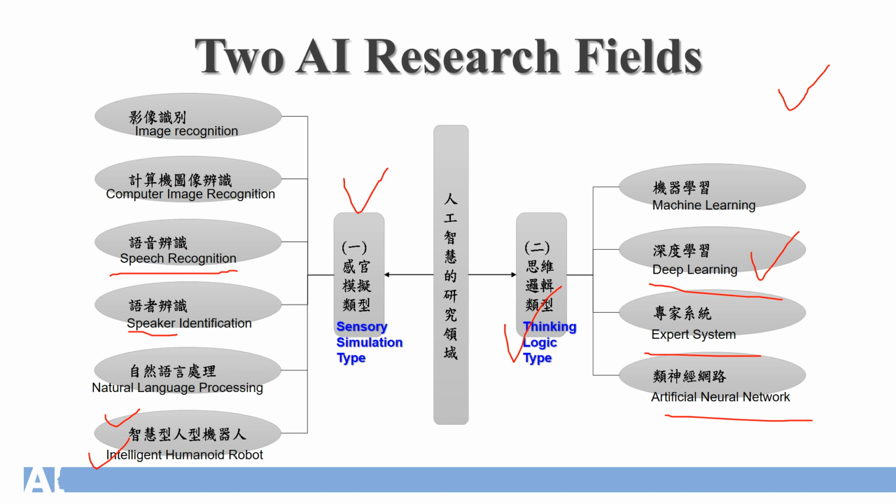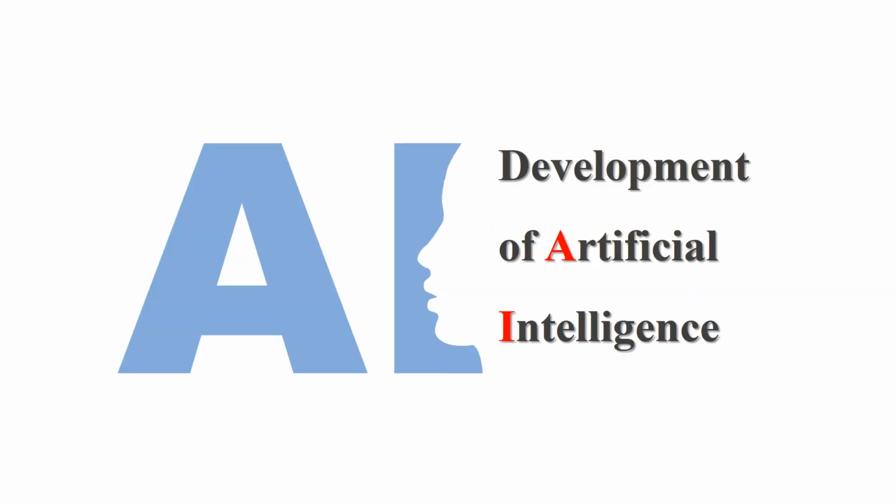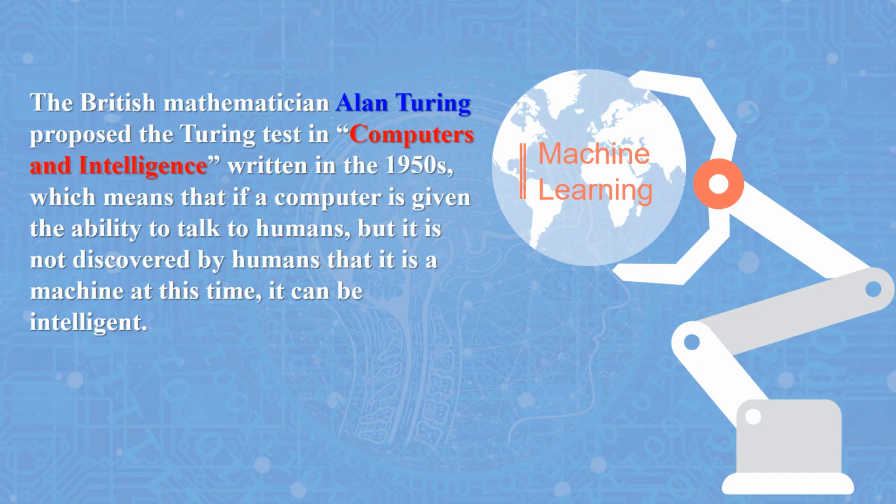Okay, and let's move on to the development of AI. Actually, the British mathematician Alan Turing proposed the Turing test in the manuscript or book he wrote, Computing Machinery and Intelligence, about 1950.